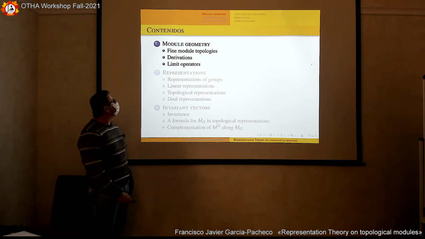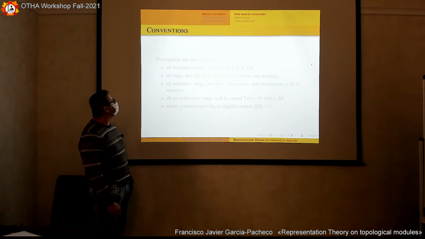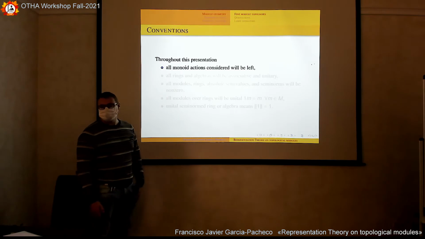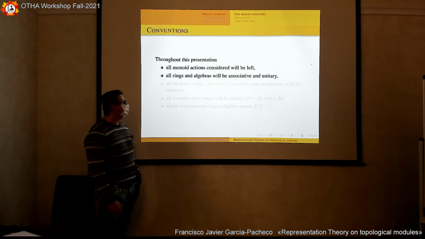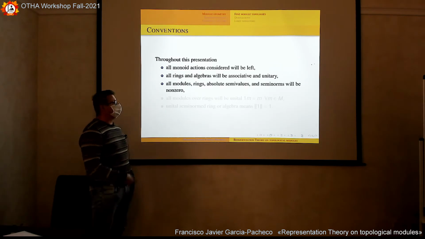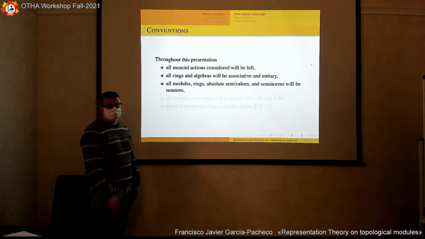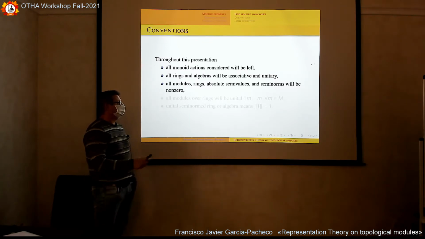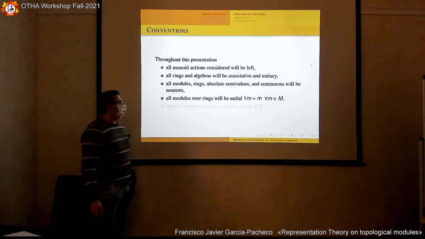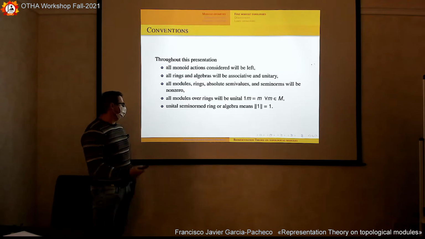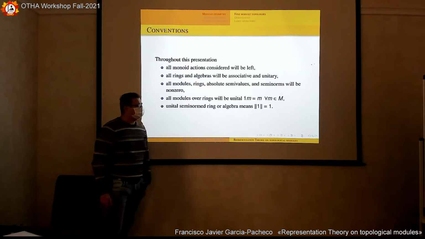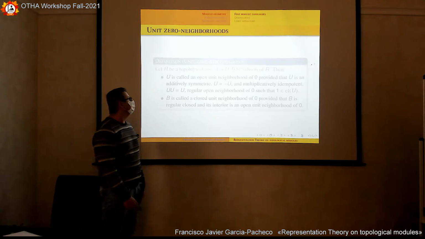So I will start with the first section, model geometry. Well, first of all, some conventions. All monoid actions considered will be left. All rings and algebras will be associative and unitary. All models, rings, absolute semi-values, semi-norms will be considered non-zero, so all trivial cases we will just disregard. All models over rings will be unital, meaning that 1 times m is equal to m, and unital semi-norm ring or algebra means that the norm of the unity is just 1.